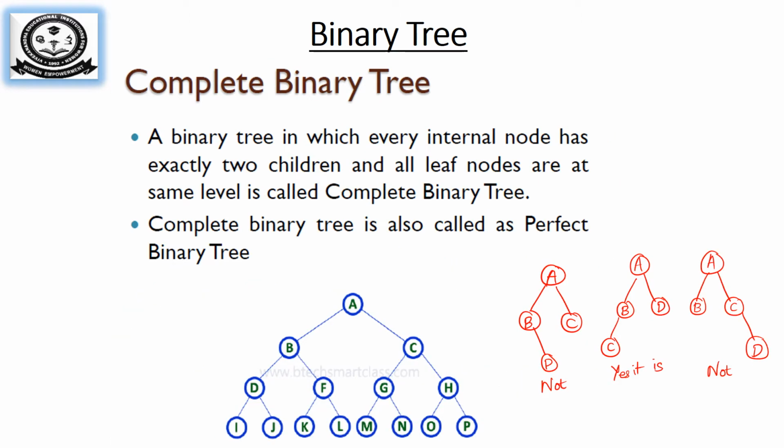Next one is a complete binary tree. A binary tree in which every internal node has exactly 2 children and all the leaf nodes are at the same level is called a complete binary tree. A complete binary tree is otherwise called a perfect binary tree. I hope you would have learned what a complete binary tree is when we saw an application of queue, that is binary heap. So here the leftmost diagram is an example of a complete binary tree.